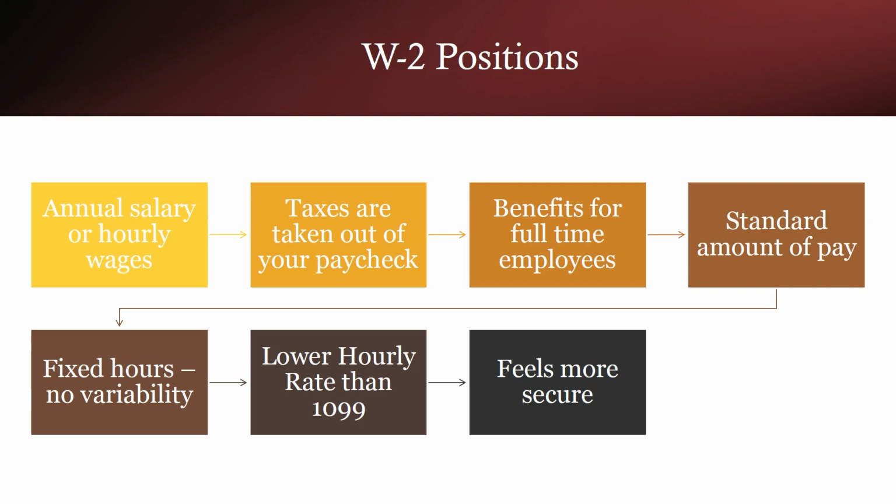The other thing about a W-2 position is that for many, it feels a lot more secure because you do have that standard pay. You know when you're going to get paid. You get paid through the summer. You have those fixed hours. So there's no variability in what you get paid and how much you get paid. So these are the benefits and the facts about generally what it is to be a W-2. So now let's go and look at a 1099.